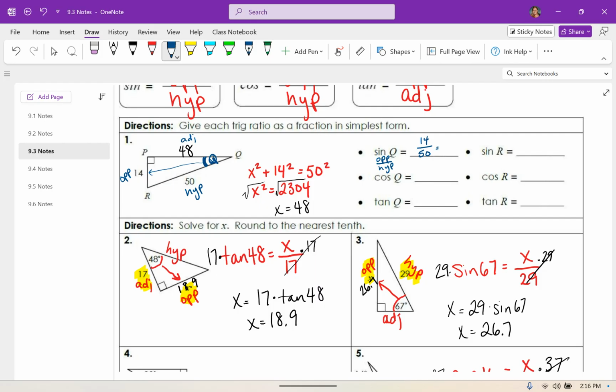which we can reduce. Let's divide by 2. That's 7 over 25. Cosine is adjacent over hypotenuse. So adjacent would be 48 over hypotenuse is 50, which is 24 over 25. And tangent of Q would be opposite over adjacent, right?